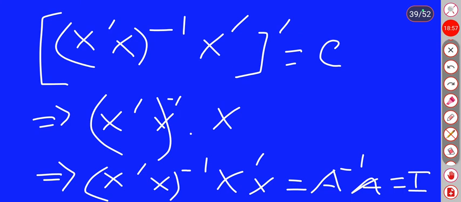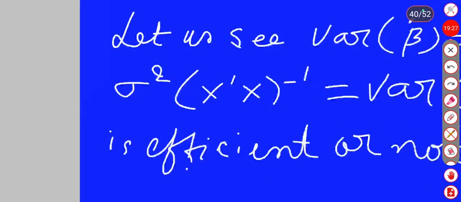I already mentioned that (c transpose) transpose is equal to c, so it is equal to x transpose x inverse, because (x transpose x inverse) transpose gets the same value x transpose x inverse, but (x transpose) transpose gets only this term x. And then x transpose x inverse x transpose x, that is a inverse a, is equal to I. This is the identity matrix.